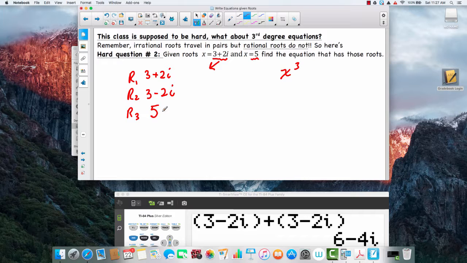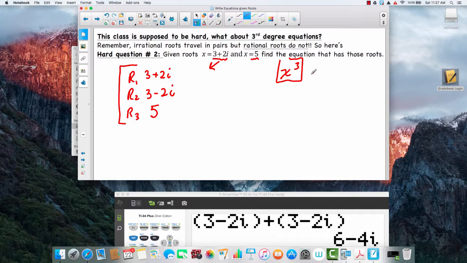But 5 doesn't come with a pair because it's rational. If it's a beautiful number, it's just a single root. You don't have to go finding another one. So apparently there are 3 roots to this equation that we're about to find, and that would tell me that it's probably x to the third, because the highest degree tells you how many roots you can expect to have. Now, whether or not they're crazy roots or rational roots, that's a whole different story. But you are definitely looking for 3.